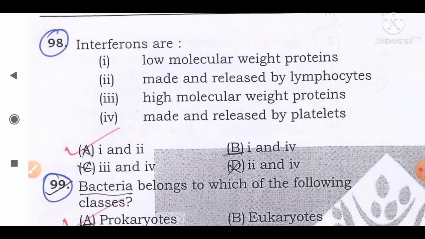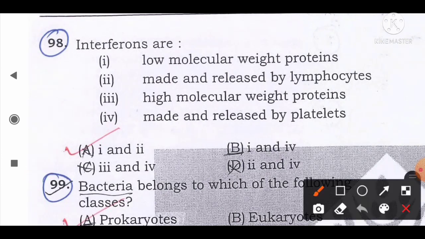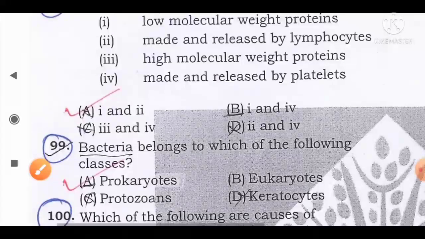And the correct answer for this question is option A, that is statement 1 and 2, that is interferons are low molecular weight proteins made and released by lymphocytes. So option A, statement 1 and 2 are correct, is the correct answer for this question.